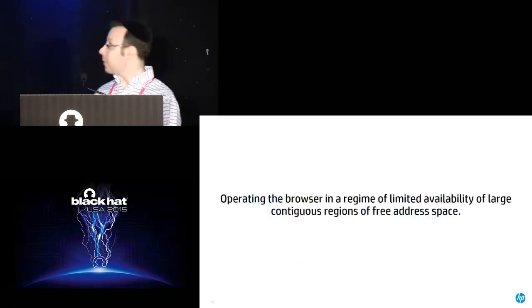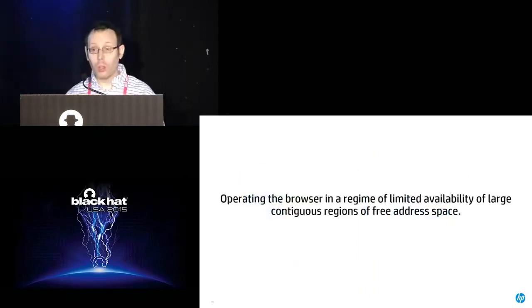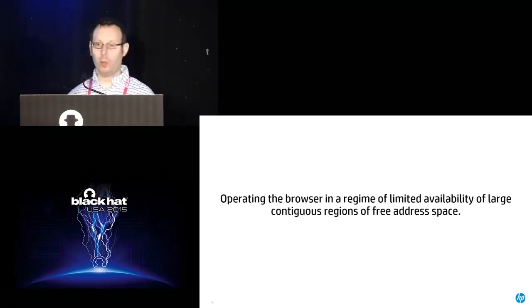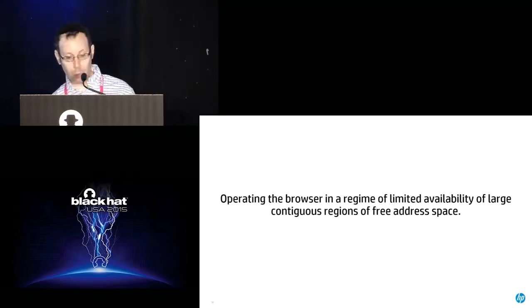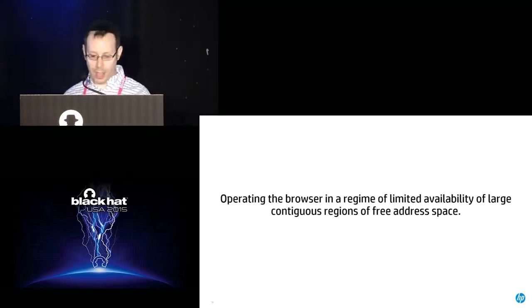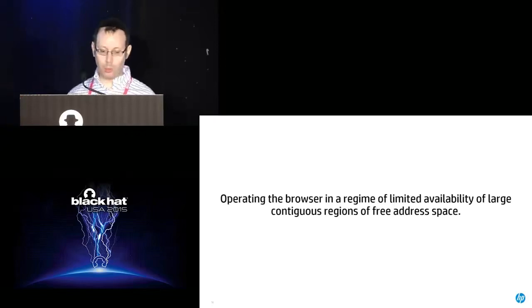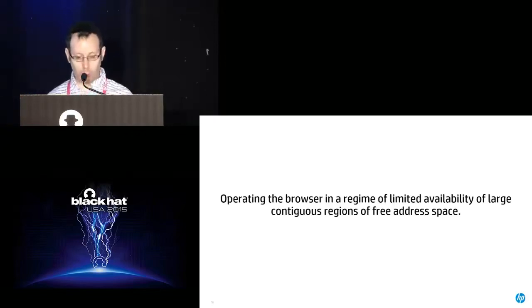So I'm going to go back to this idea just one more time. When we operate the browser in a regime of limited availability of large contiguous regions of free address space, the new possibilities that arise can be quite interesting. It leads us to what we can do next. So far, what we have is a way to prepare the address space so that there is just one large hole of available addresses of a size of our choosing, and then to use the memory protection oracle to determine the exact addresses of that hole.